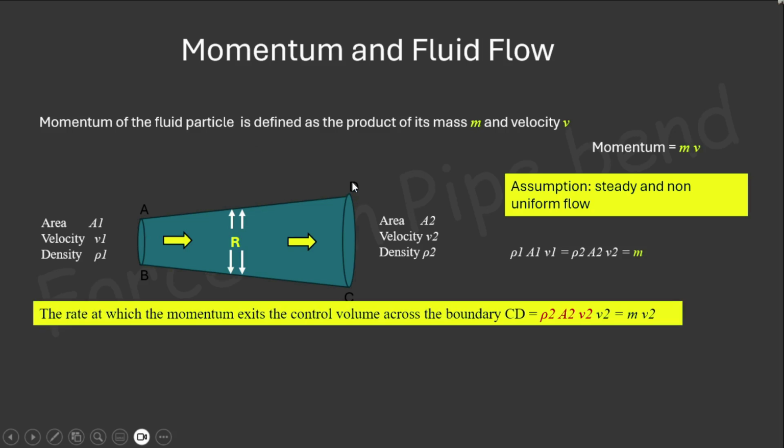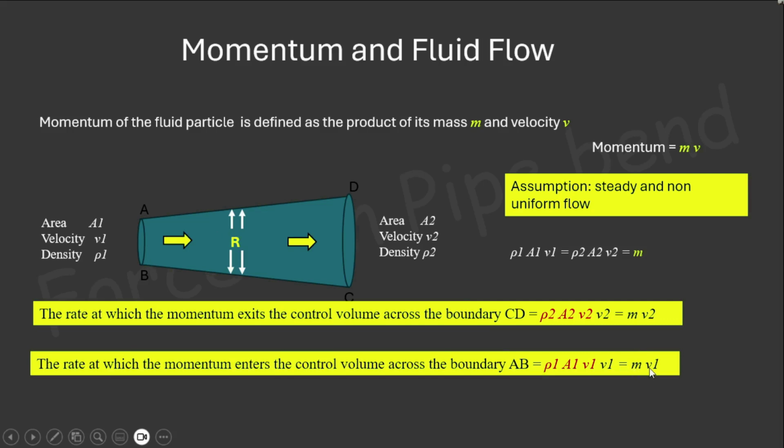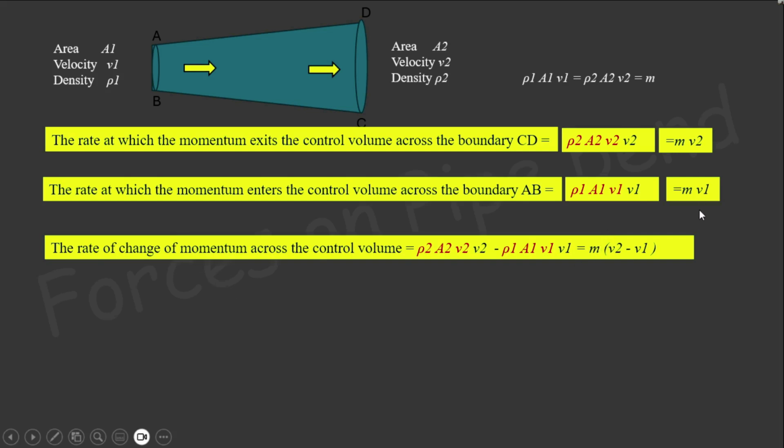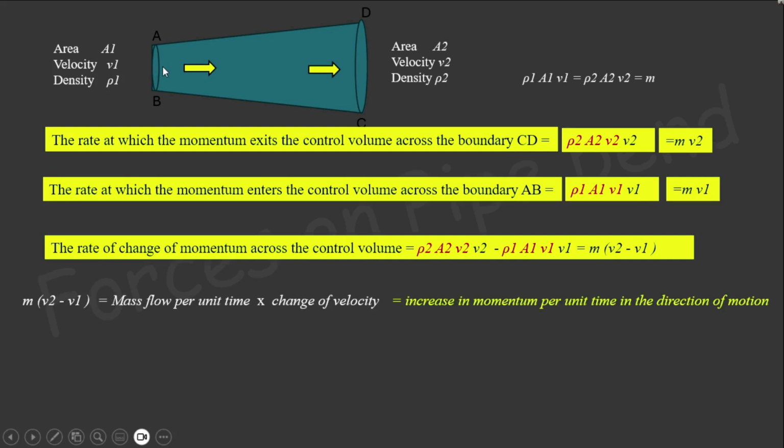The rate at which momentum exits the control volume across this boundary is equal to m into v2, and the rate at which momentum enters the control volume is equal to m into v1. So the rate of change of momentum is this minus this, or m into (v2 minus v1). The rate of change of momentum equals mass flow per unit time into change of velocity, or we can say it is the increase in momentum per unit time in the direction of motion.